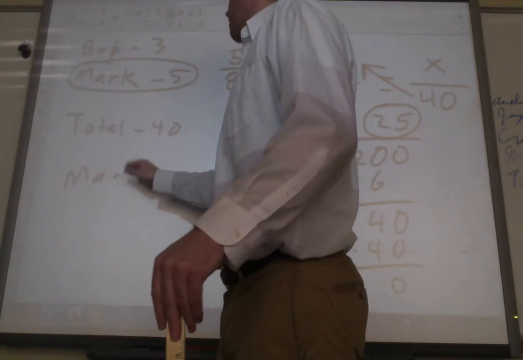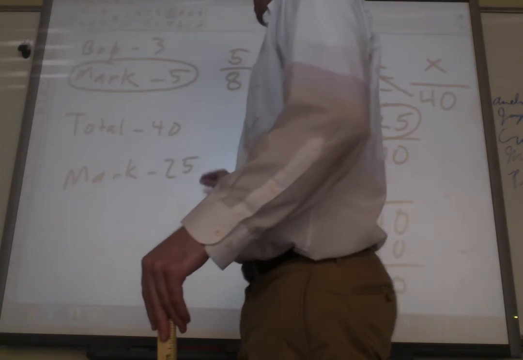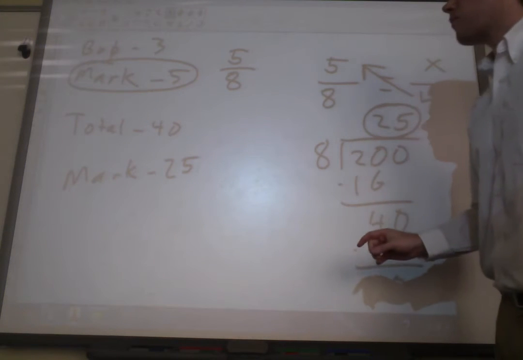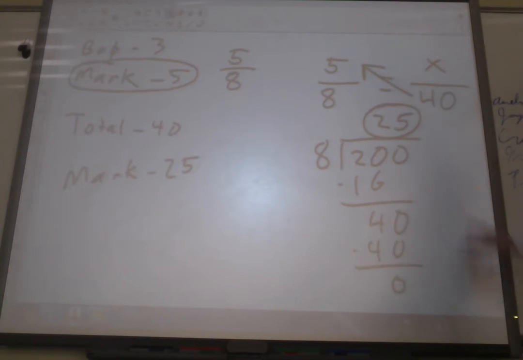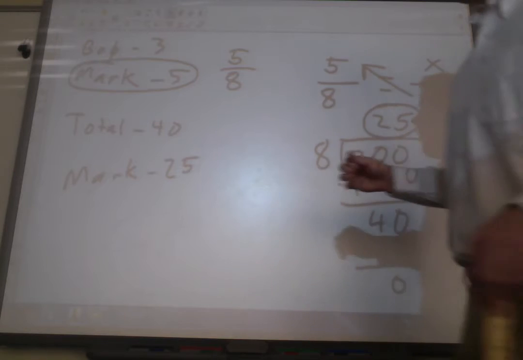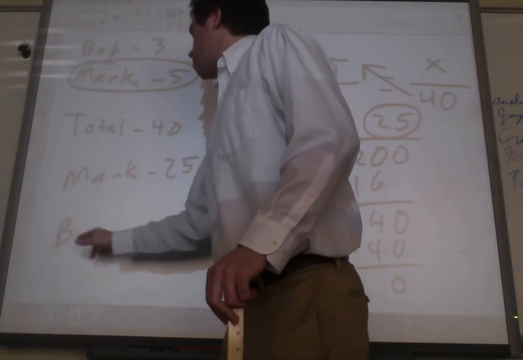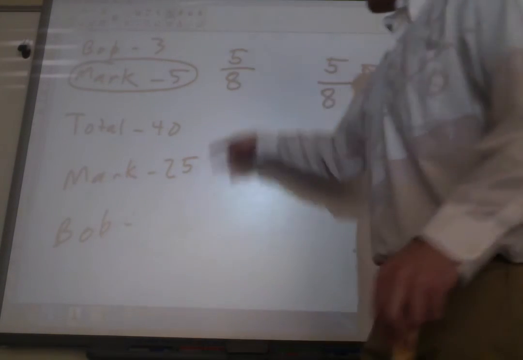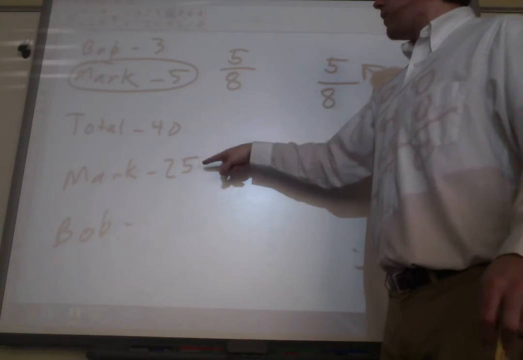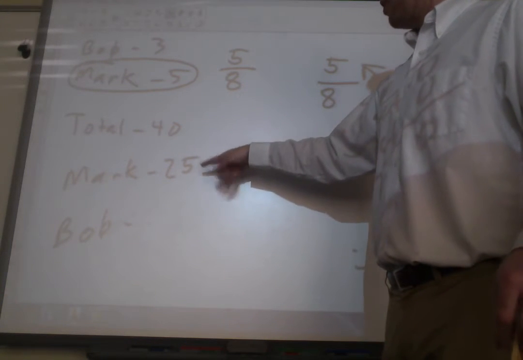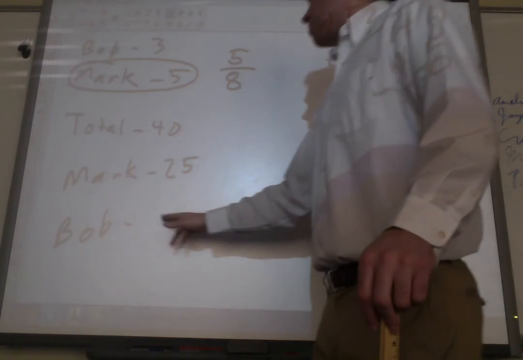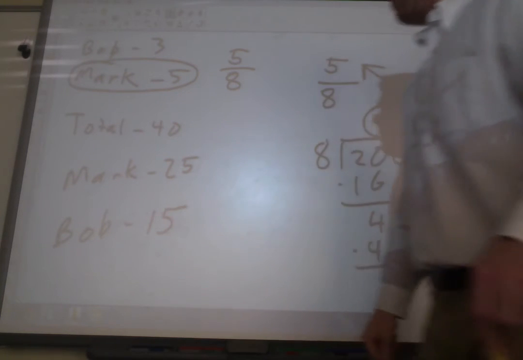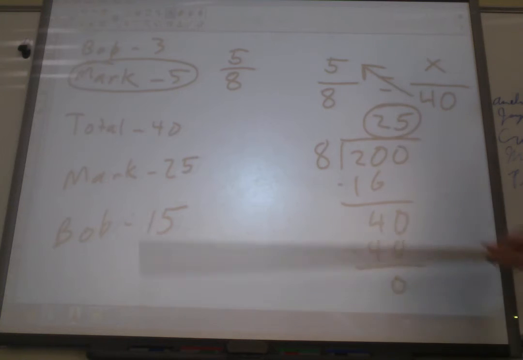All right, so here it is. Mark, 25 total. How many did Bob get total? Well, we could set up another proportion like this. We absolutely could, and we could solve for Bob. But an even easier way to solve for how many Bob got is just to say this. 40 kids are in the class. We already figured out that 25 of them voted for Mark. The rest of them must have voted for Bob. That's 15 kids, so Bob must have gotten 15 total votes. Mark got 25, Bob got 15.